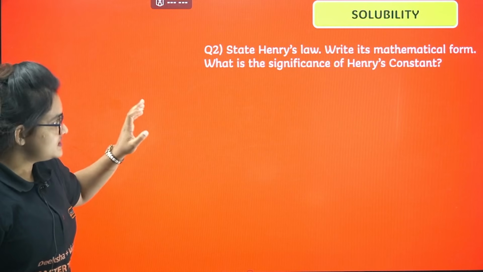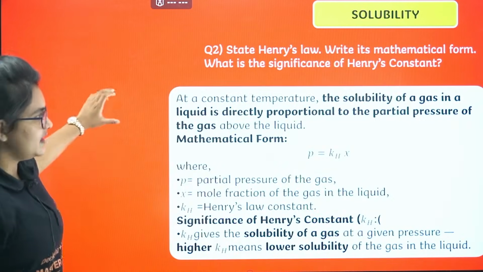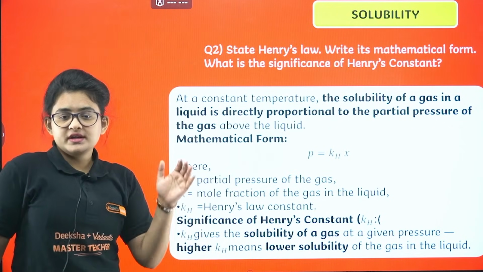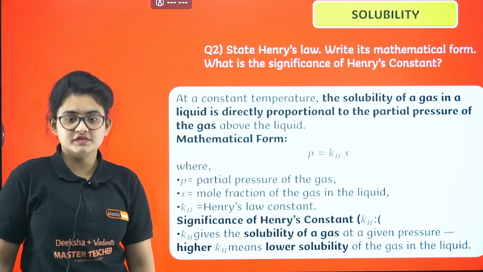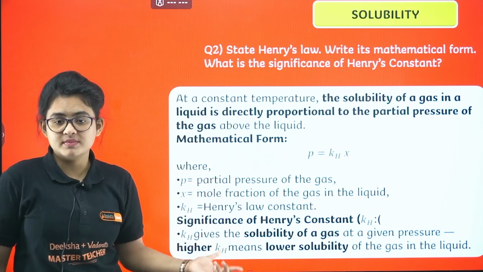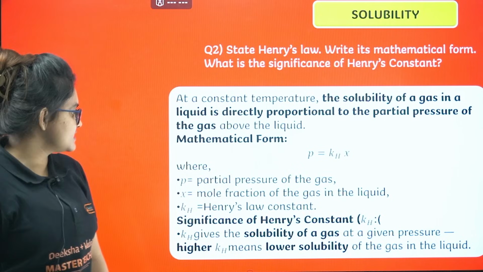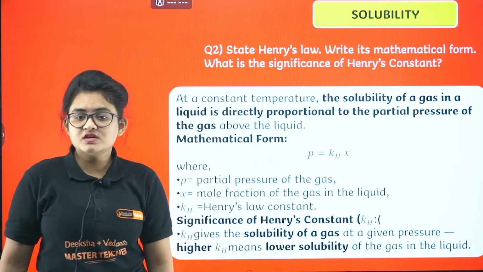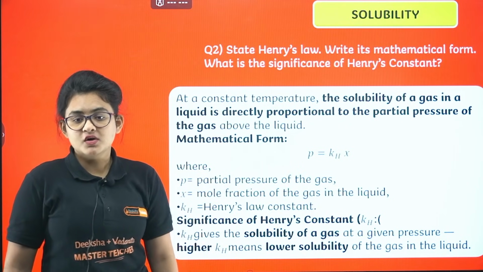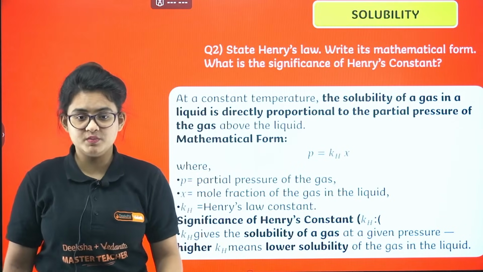State Henry's law and write its mathematical form. You can directly write this statement: the solubility of a gas in a liquid is directly proportional to the partial pressure of the gas. The mathematical form you can write is P = KH x X. Make sure that you are writing the abbreviation correctly. Next, what is the significance of Henry's constant KH? KH actually gives the solubility of a gas at a given pressure. The higher the KH value, the lower the solubility, because they are inversely proportional, right?